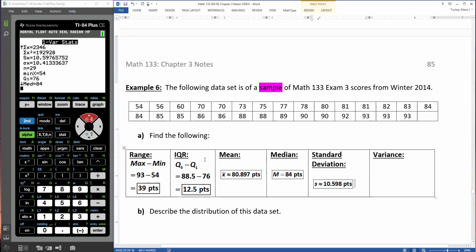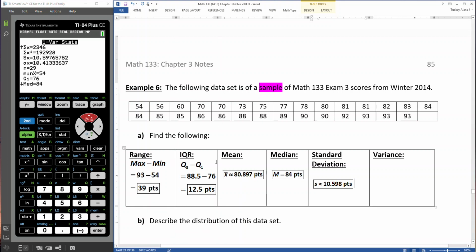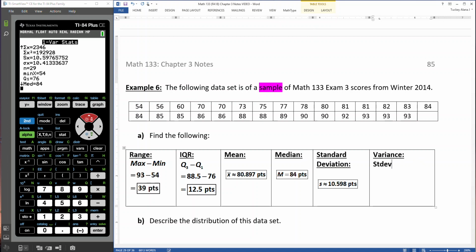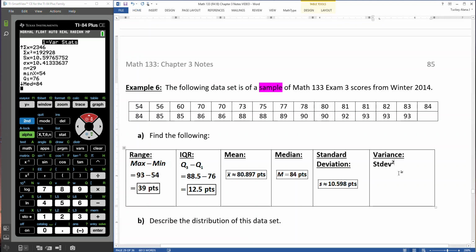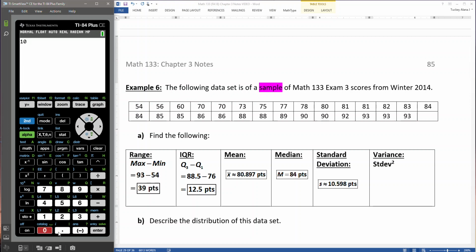Now, just a little refresher. The calculator doesn't find variance. A computer would find variance, but the calculator won't. So how do we find it? Well, the calculator found standard deviation, and the variance is just the standard deviation squared, remember? So take your standard deviation and square it. All right, well, we have calculators to do this for us, so we will just have it do it. And when we do, we would take s, which is 10.598, and square it. And you get 112.32.